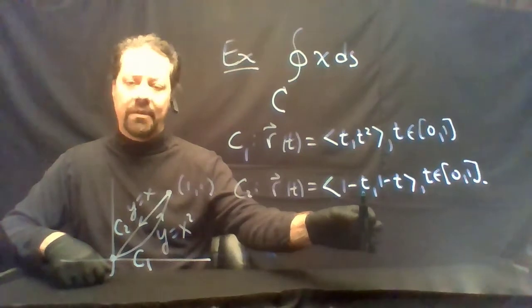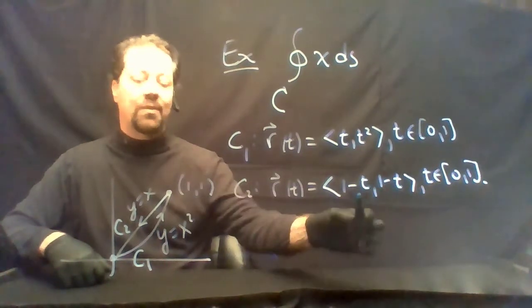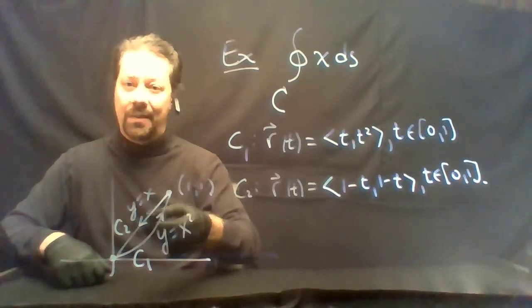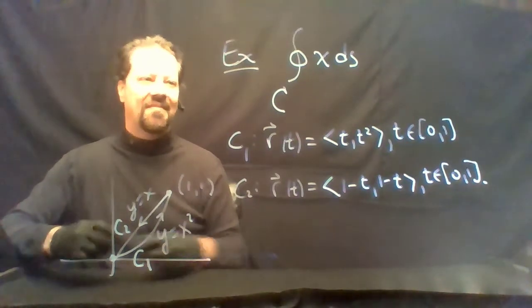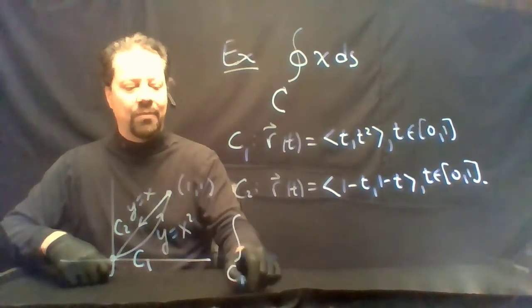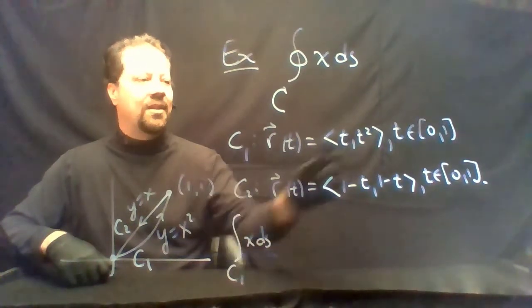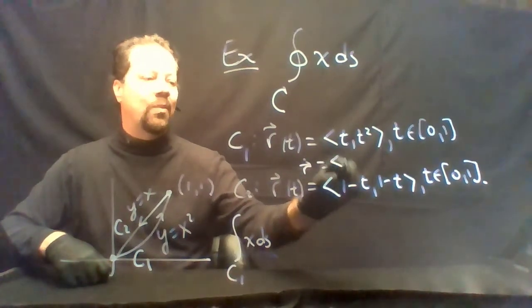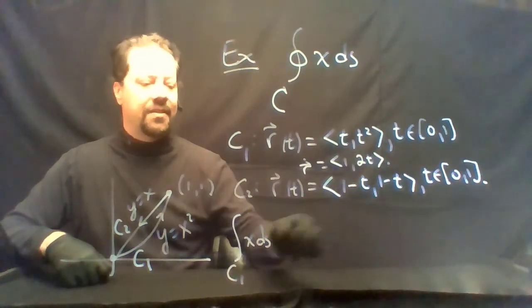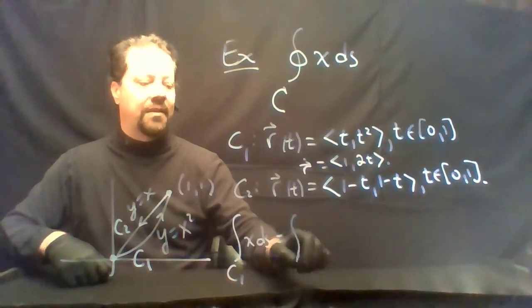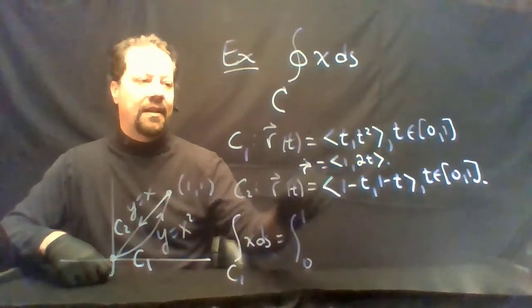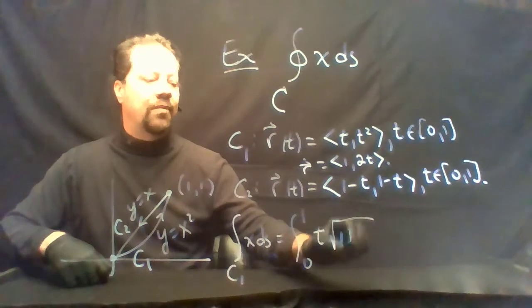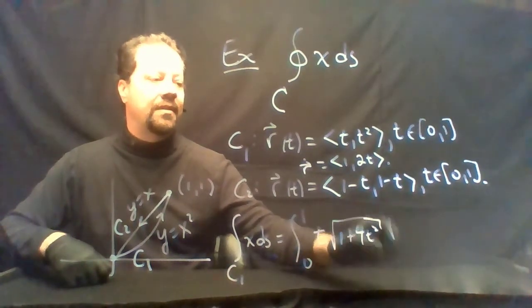At t equals 0, we are at the point 1, 1. At t equals 1, we're at the point 0, 0. And y and x are equal. Y equals x. To integrate on curve 1, x ds, we need to calculate the speed. First of all, r dot will be 1, 2t, so that we will have the integral from 0 to 1. X on this curve is t, and then ds will be the square root of 1 plus 4t squared dt.